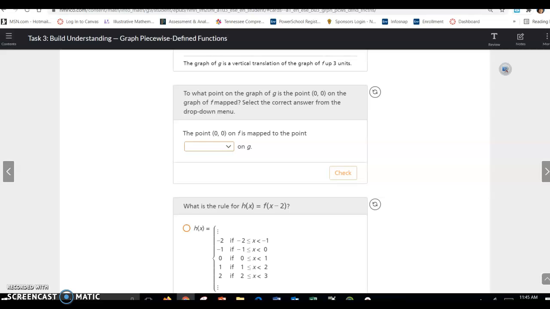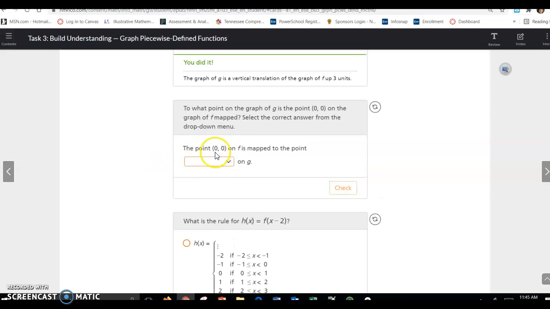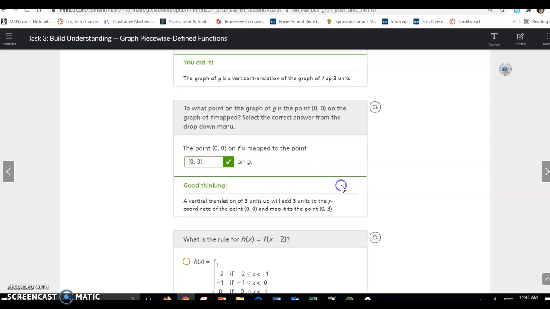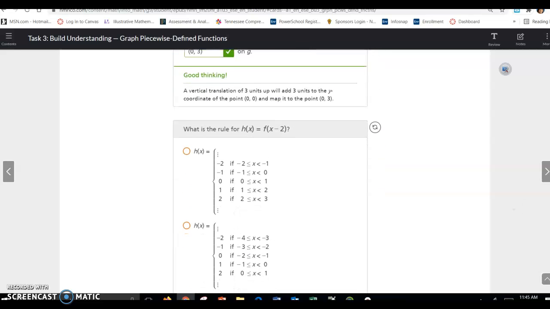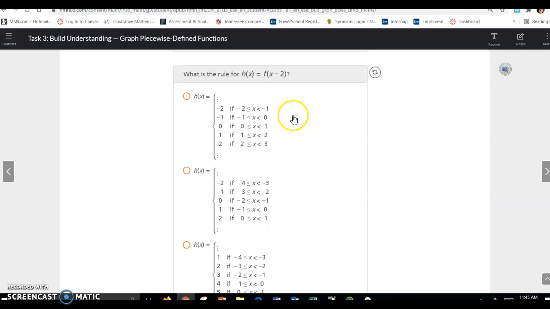All right. To what point on the graph of g is the point (0, 0) on the graph of f mapped? Select the correct answer from the graph. All right, so the point (0, 0) on f is mapped. If we're going to move it up 3, it's still going to be at 0, it's still my x, but it's going to move up 3 on the y. Your y is your vertical movement. What is the rule for h of x if it's shifted to the left or right? All right, so x minus 2, remember this is x minus h, inside the parentheses moves it left or right.